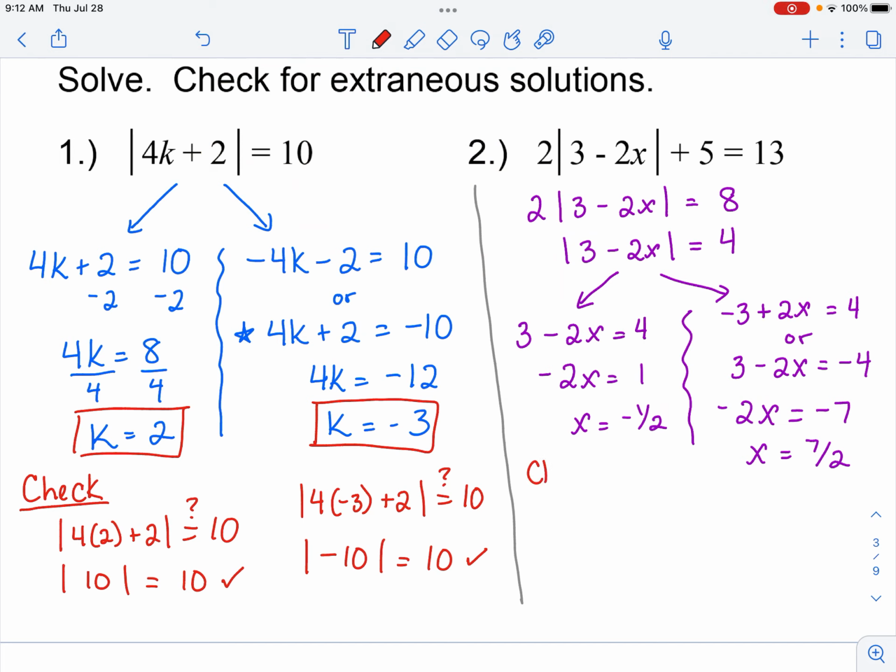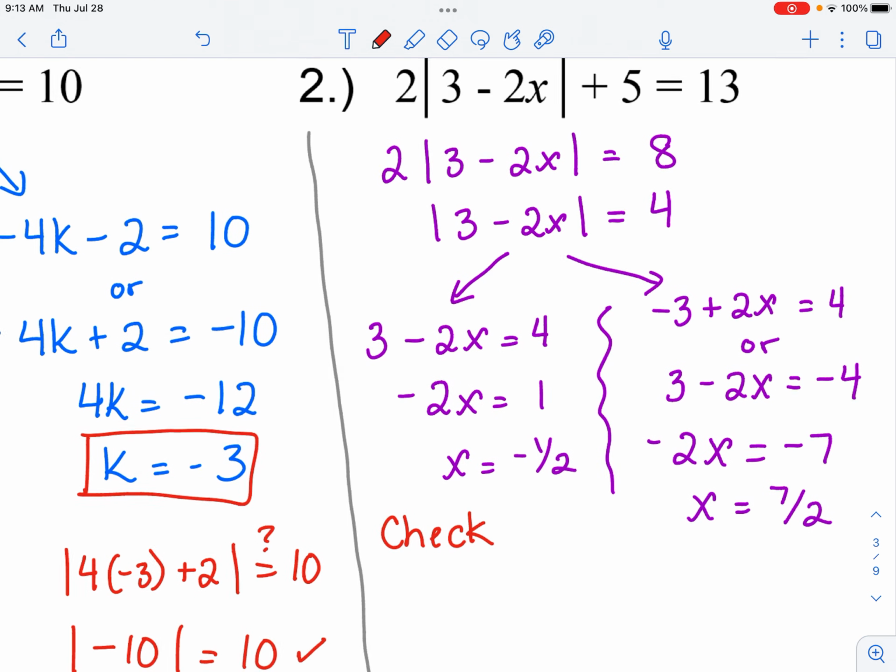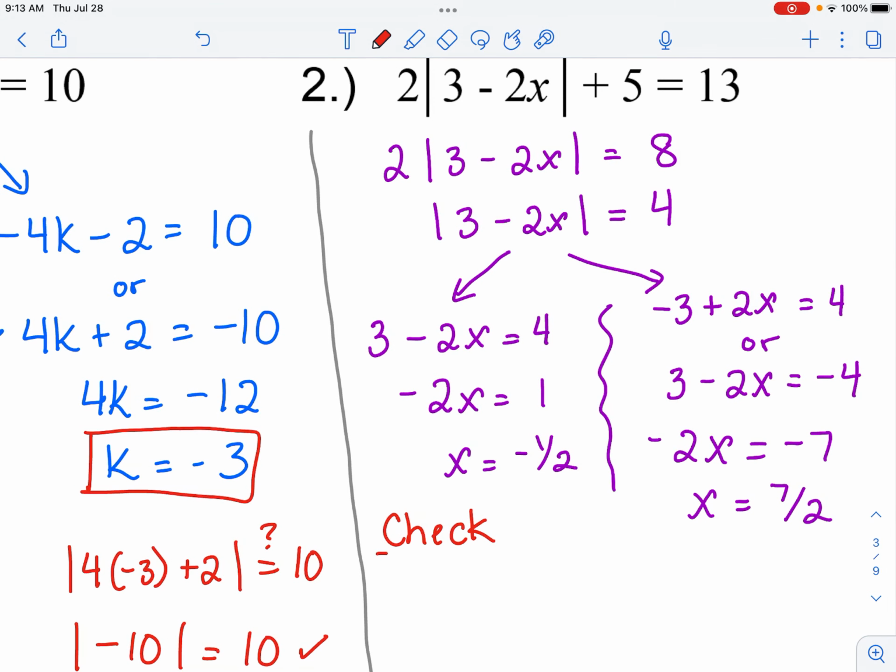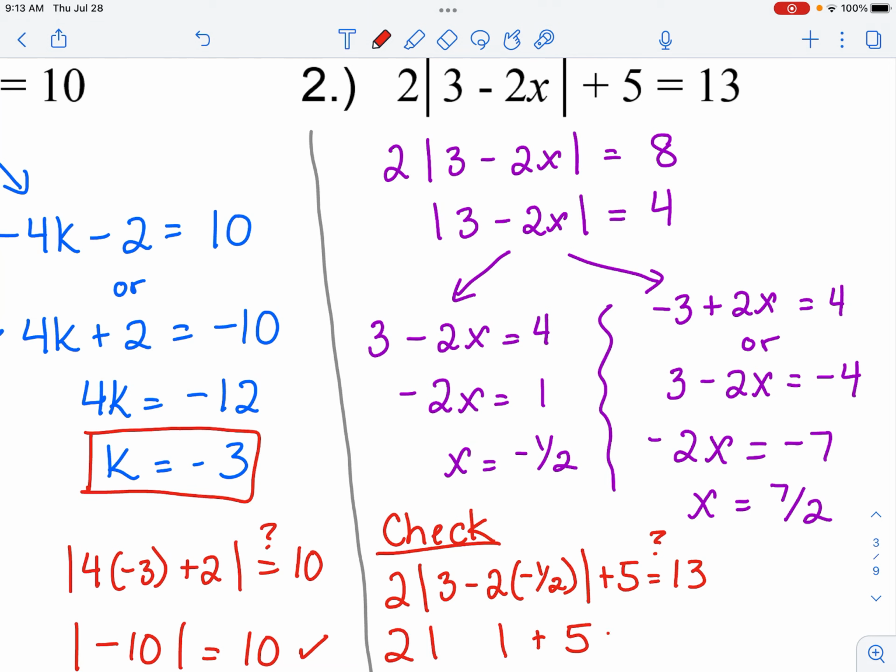Whoops, wrong color. We're going to check. Remember, I need to check in the original equation. So here, let me zoom in on this to make it a little bit easier to see. There we go. So when I do my check over here, I'm going to do 2 times the absolute value of 3 minus 2 times negative 1/2, plus 5, and I want to know, does that equal 13? Is this true?